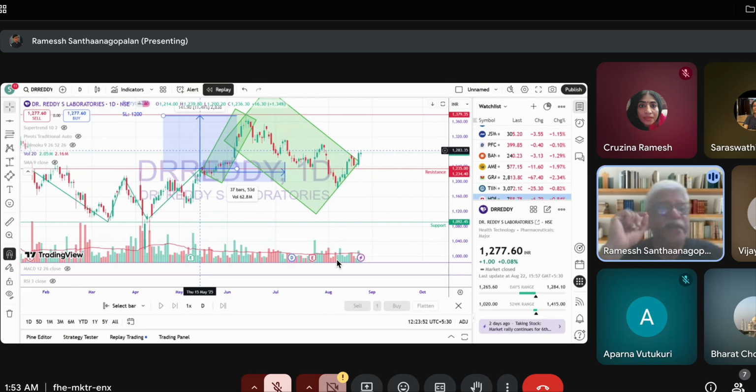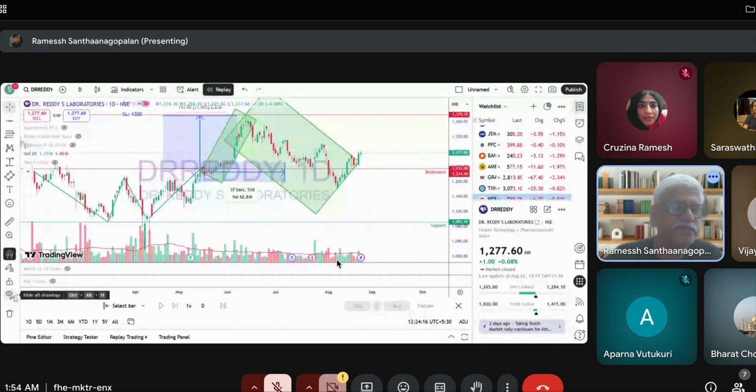But look at the volume. 2.16 was the average, but 2.05 was that day's volume. That means it is indicating that there is going to be a turbulence. There is going to be a turbulence. It is not going to be easy for the stock to move up. Look at this, the lowest volume. What does it mean?